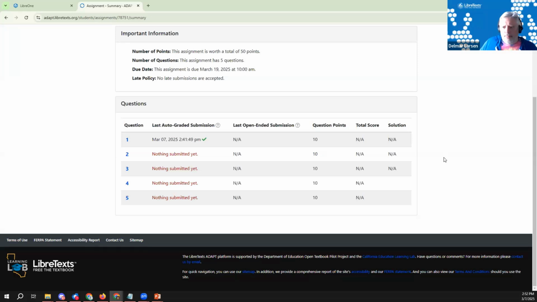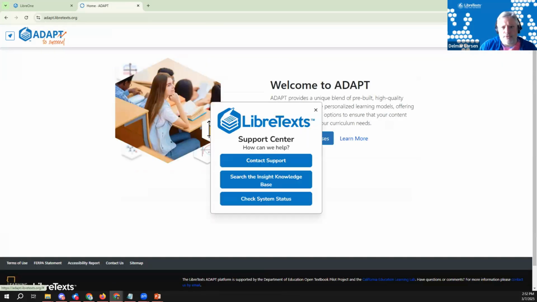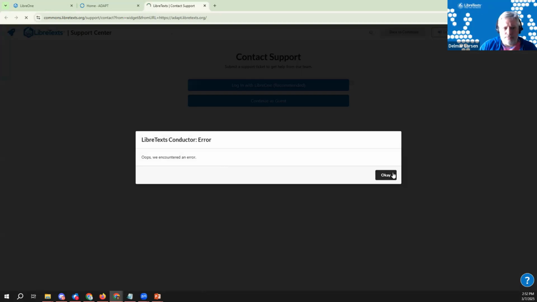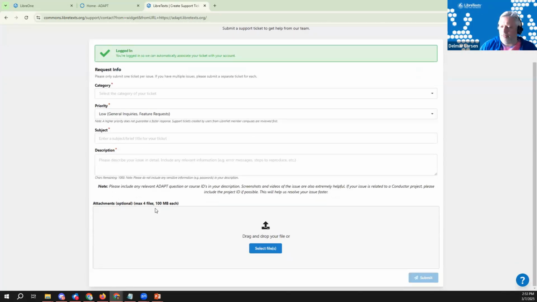I'm sorry, you said submit a ticket. What do you specifically mean by that? LibreTexts has a support ticket line. If you go to support.libretexts.org, or on any page here, there's a support button right here, and that's where you can submit a ticket, and it goes to our queue. You just submit it right there, and then we address it, and it doesn't get lost.